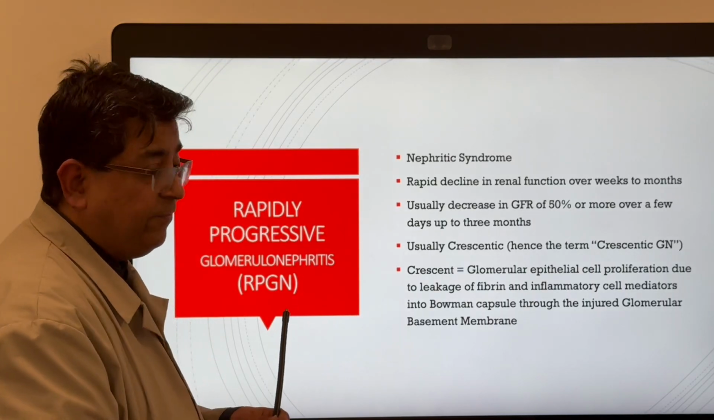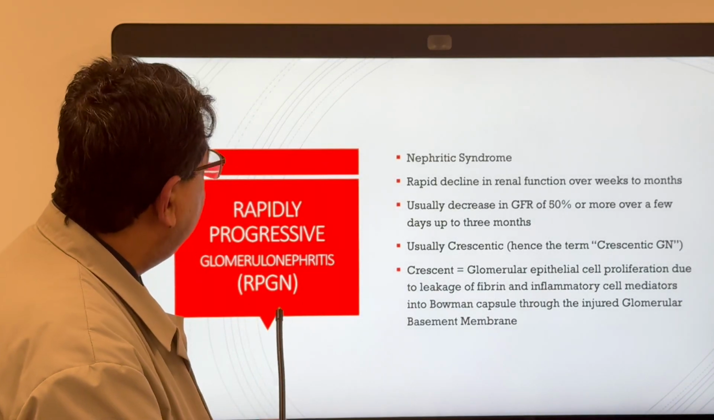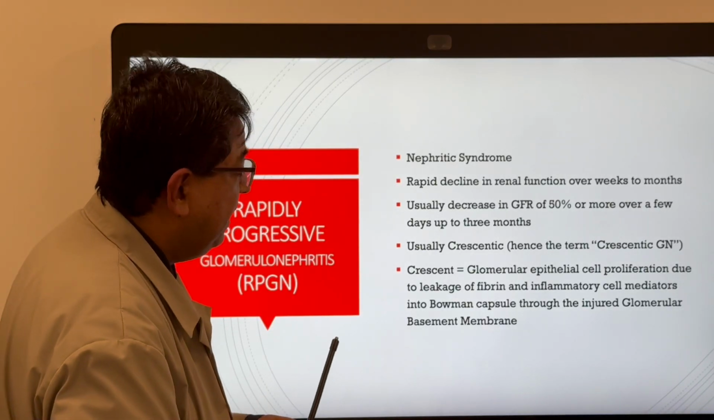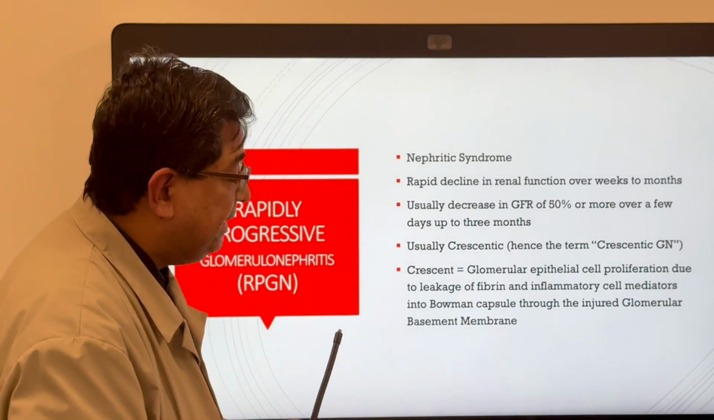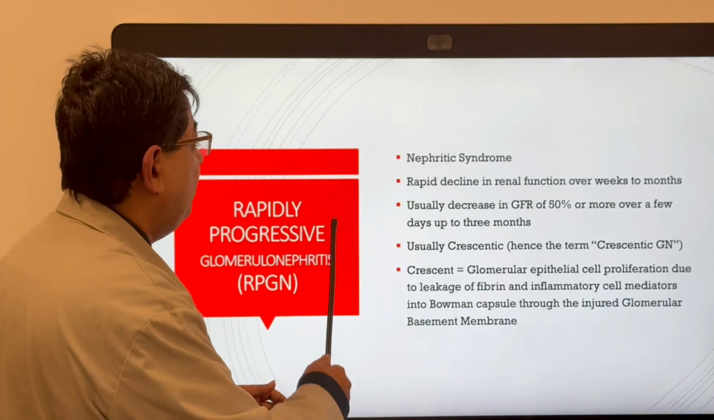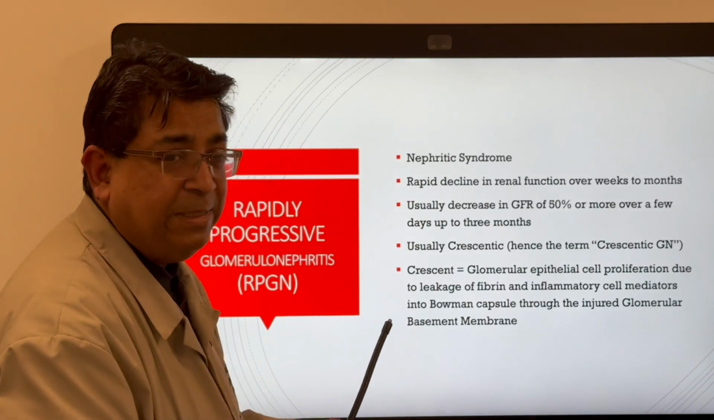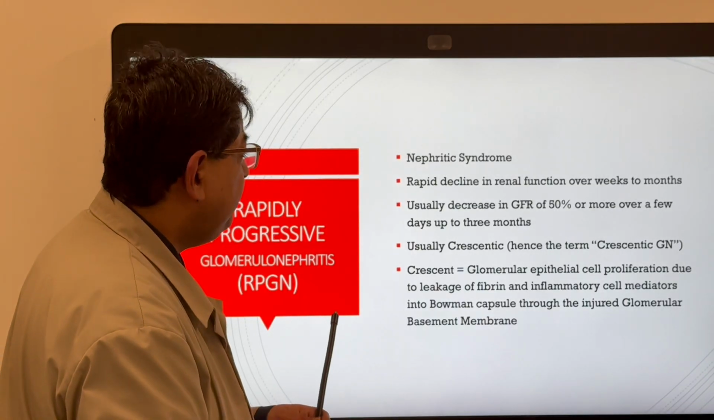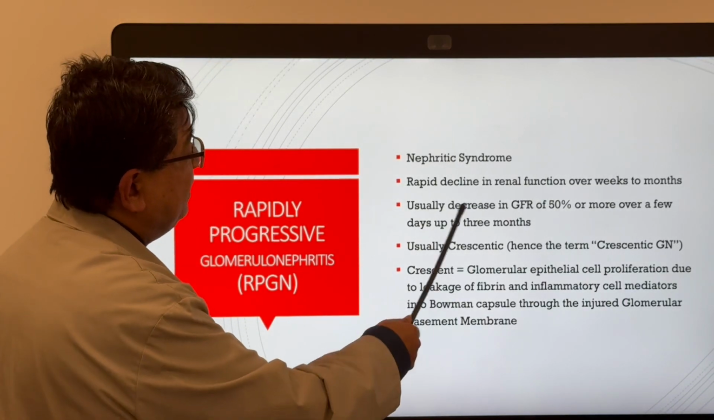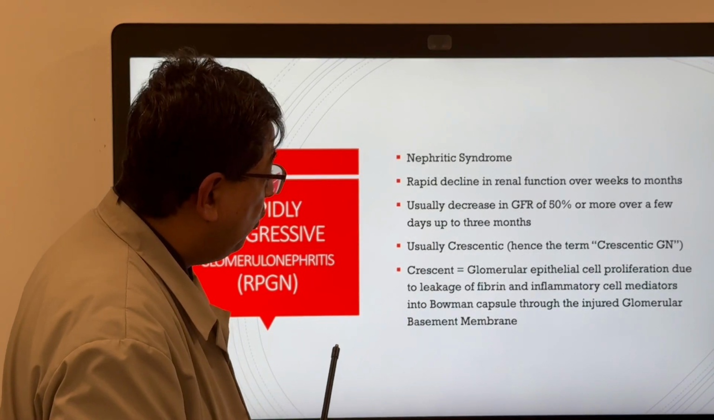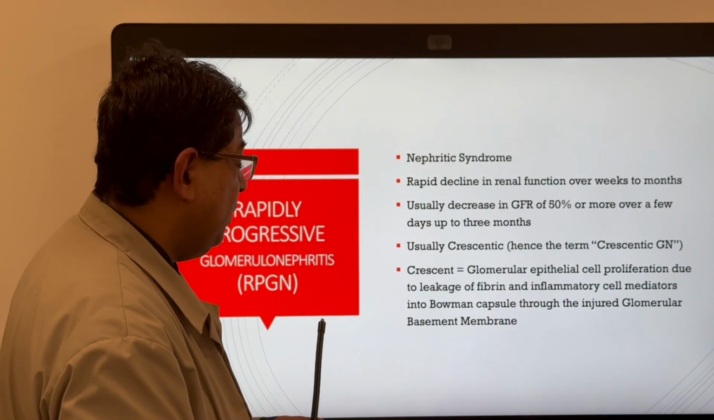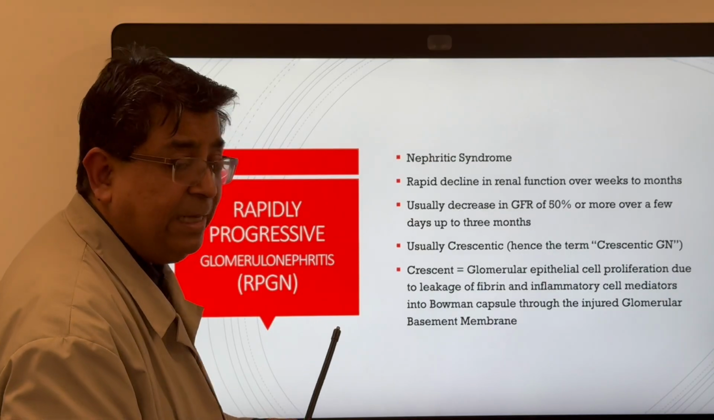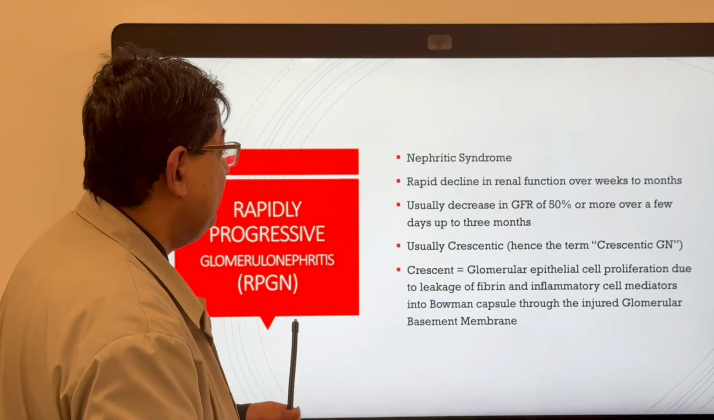So glomerulonephritis, you frequently hear the term rapidly progressive glomerulonephritis, and that's when we all get really excited. That implies rapid decline in renal function, and by rapid decline we mean weeks to months. There's usually a decrease in GFR of 50% or more over weeks to months. And usually if you do a kidney biopsy in that setting, you would expect to see crescents.